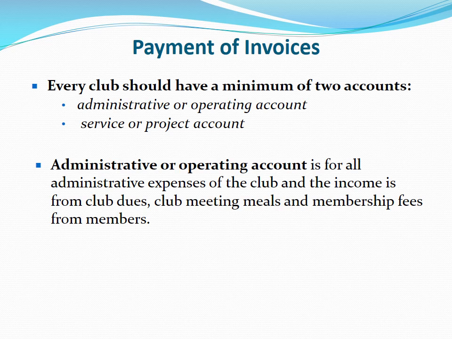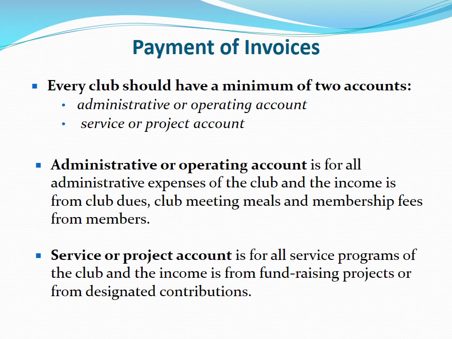The administrative or operating account is for all the administrative expenses of the club, and the income is from club dues, club meeting meals, or membership fees from your members. The monies that are collected under these categories should be used for those same operating expenses. Your other account, the project or service project account, is for your service programs. Your club gets income from fundraising projects or designated contributions from members or people in your community. Again, these are designated funds and should be used towards the service or the project that they were designated for.